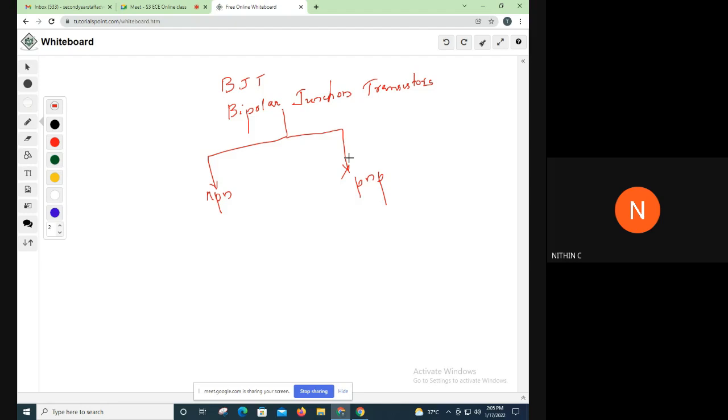Okay, so these are the two types of BJTs that we have, and we need to study the structure of a transistor, which are the different terminals of a transistor.